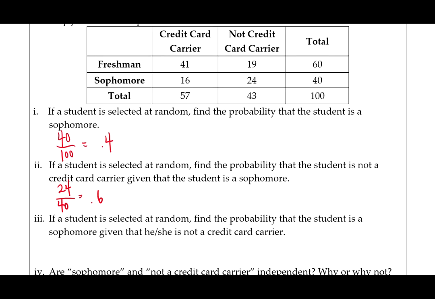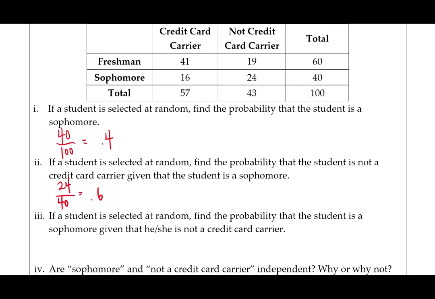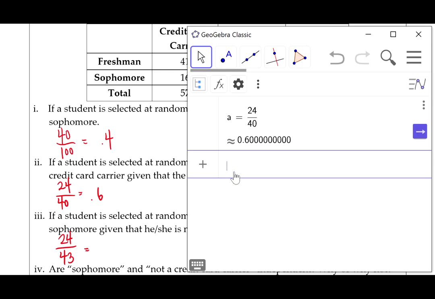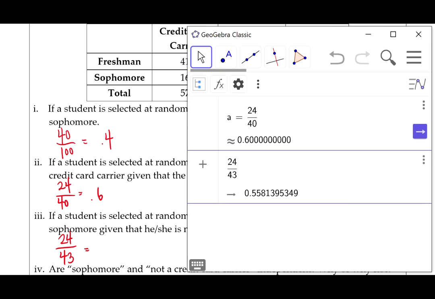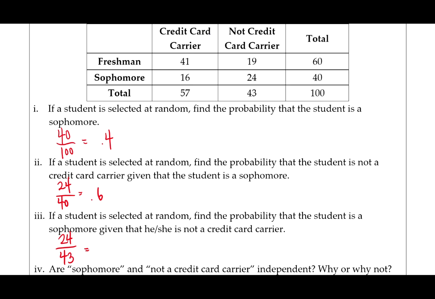Part 3. If a student is selected at random, find the probability that the student is a sophomore given that he or she is not a credit card carrier. Now the information that I already have is that the student is not a credit card carrier. So I'll limit myself to the not a credit card carrier column. And in that column, 24 out of 43 are sophomores. So the probability is 0.558. I'll round to 3 decimal places.